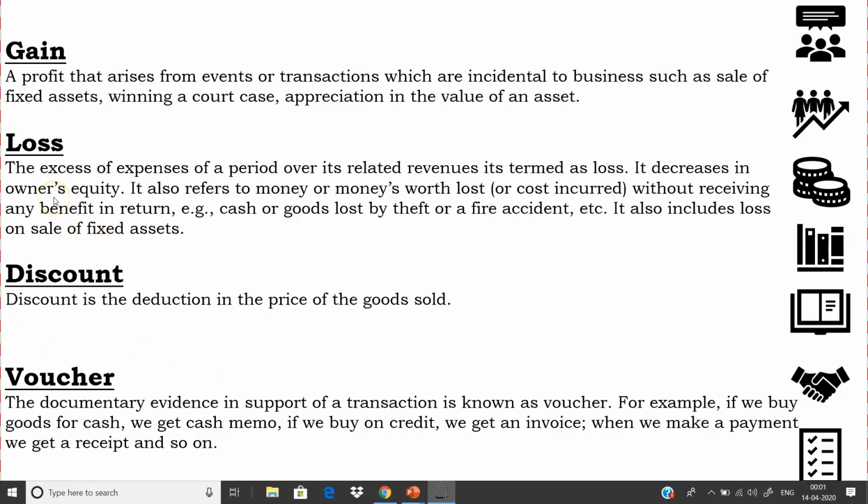Next, loss. The excess of expense of a period over its related revenues is termed as a loss. It decreases the owner's equity. It also refers to money or money's worth lost without receiving any benefit in return. Example, cash or goods lost by theft or a fire accident, etc. It also includes loss on sale of fixed assets. So this definition is self-explanatory, but let us consider the example part of it.